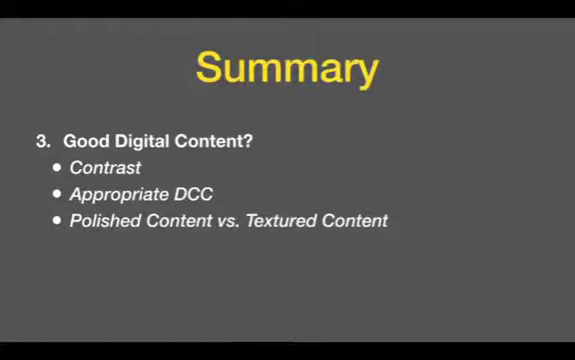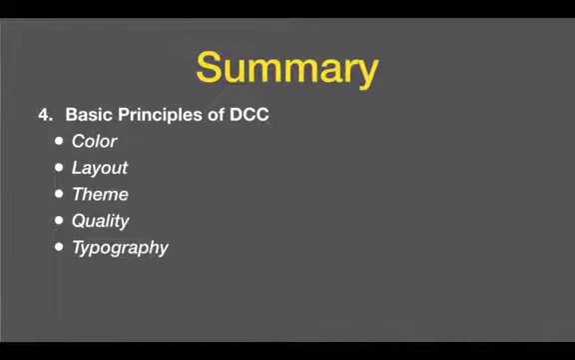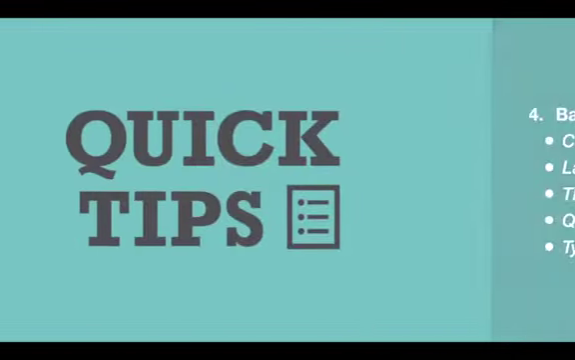Now what makes good digital content is contrast, lights and darks, and appropriate digital content, meaning that it's relevant to who you're posting that content to. Polished content versus textured or raw content. Polished is the more professional looking kind of content. Textured content is more raw, created at the spur of the moment. And the basic principles of digital content are color, layout, theme, quality, and typography.